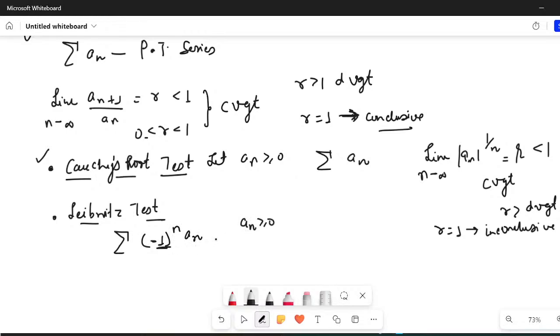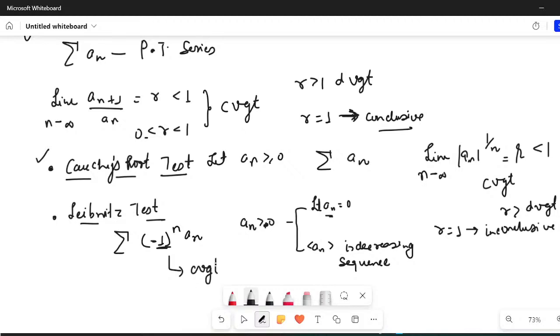So what will happen is that one term would be positive, another term would be negative, one term positive, another negative. And if this is the case, let me take an greater than 0 only. Just check two things. The first thing you should think is whether limit of an is 0 or not, and also whether an is a decreasing sequence or not. If an is a decreasing sequence and limit of an is 0, then summation of minus 1 raised to power n times an is a convergent series.